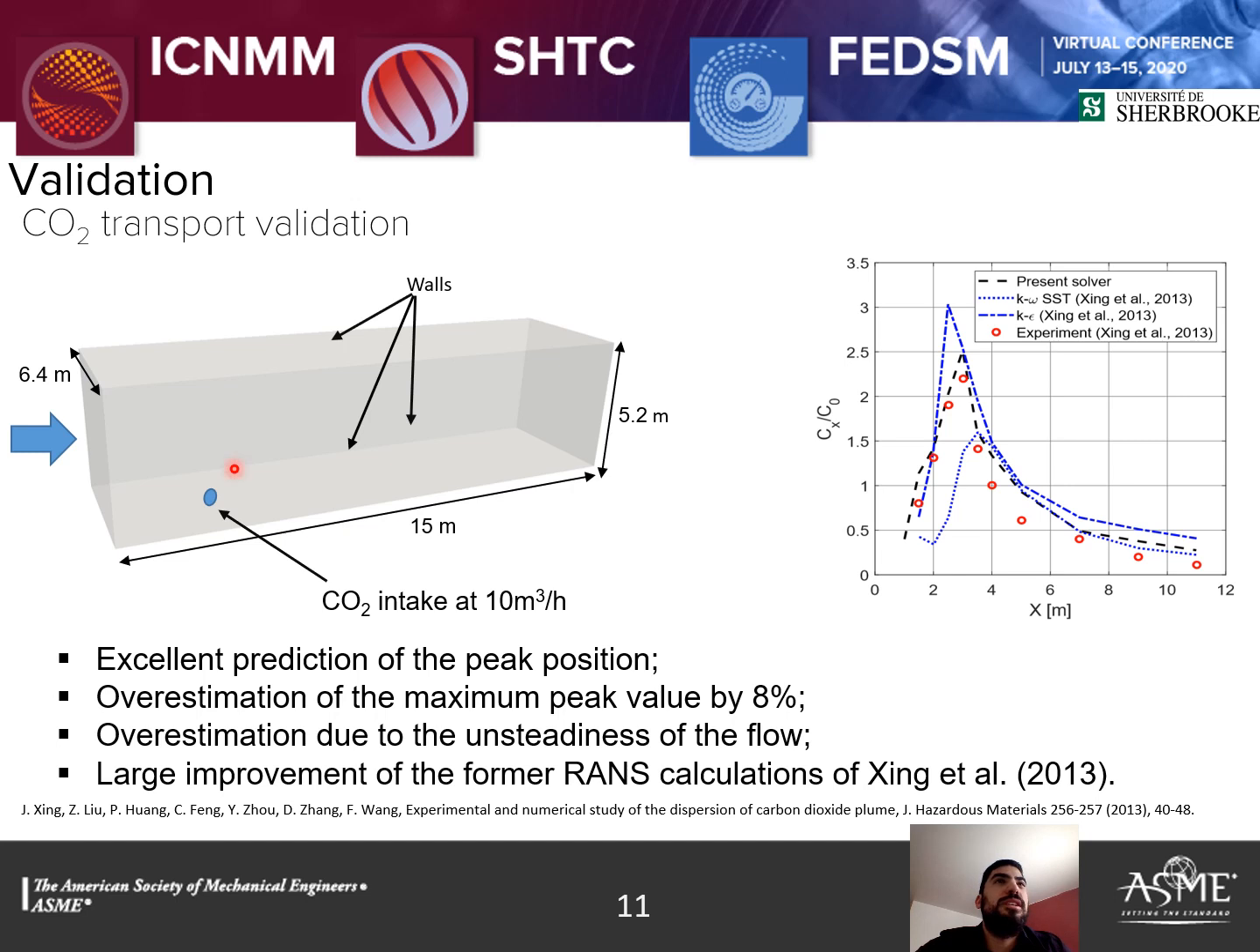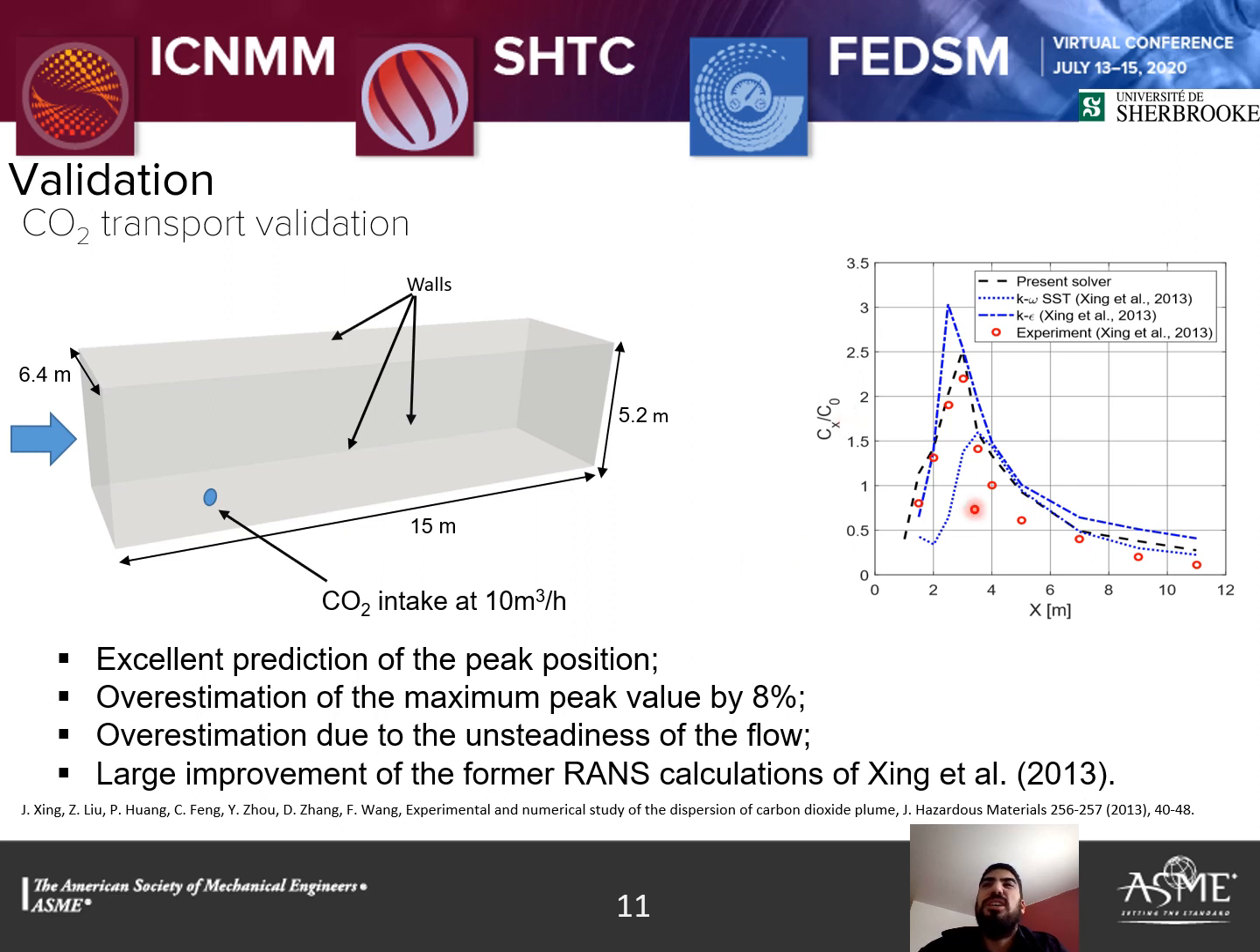So going now to the second phenomenon, the CO2 transport. Here we used the experimental results of Xing et al., where they studied the advection and the diffusion of the CO2 that has been introduced in an open space through an intake at a given mass flow rate, and then they studied the concentration of the CO2 downstream of this inlet. So here we can see the distance from the intake, and this is the normalization of the concentration of the CO2 by the concentration at the intake.